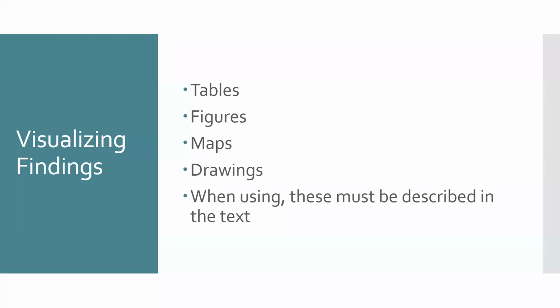When you use some of these visualizations, though, the other thing that you need to do is make sure that you describe them in the text. Okay, your reader needs to know why you have a table of participant demographics. So just roughly sketch out, in table X, participant characteristics are presented. You don't just put a table in and not tell the reader why it's there, or a map, or a drawing, okay? So there needs to be some description in the narrative, in the text, showing why you're using that visualization.